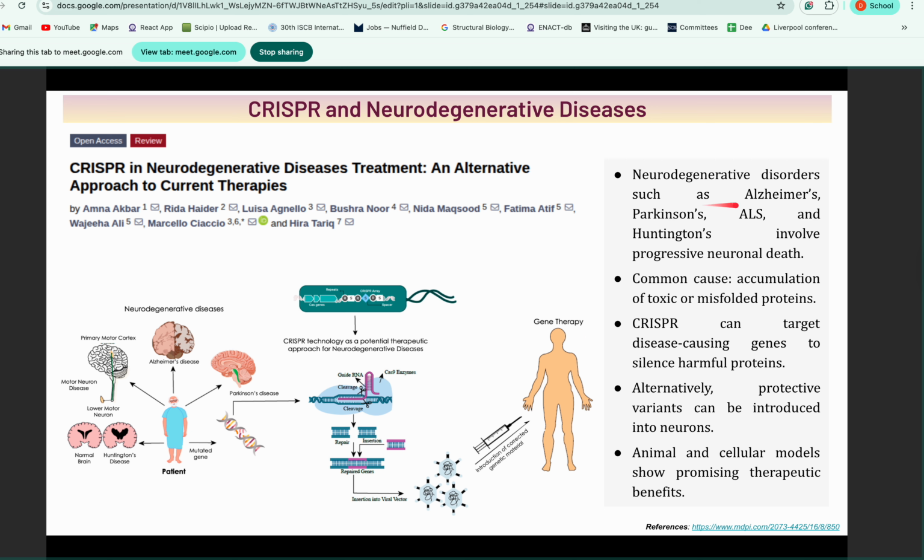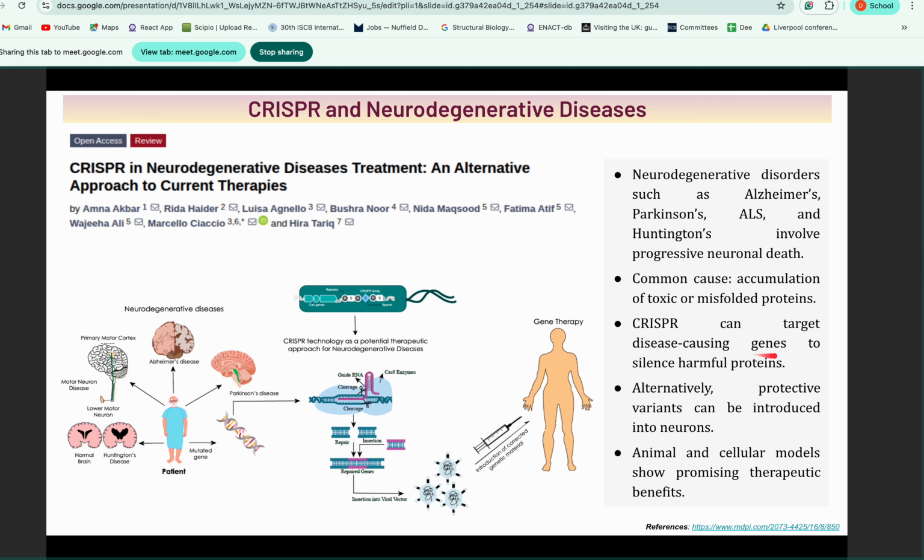Neurodegenerative disorders such as Alzheimer's, Parkinson's, ALS, autism spectrum disorders, and Huntington's involve progressive neuronal death. In all these neurodegenerative disorders, the neurons get degenerated. That means the number of neurons decreases, they die off. Common causes are the accumulation of toxic or misfolded proteins. If folding is not proper, then they will accumulate and make plaques.